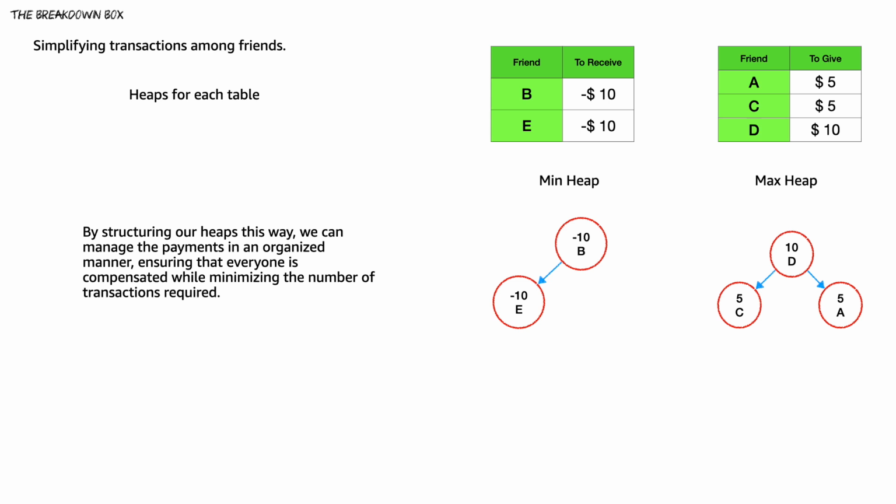In this case, B is owed $10 and E is owed $10. Here also we have marked each node with the friend's name. This helps us see who has to get and how much. And by structuring our heaps this way, we can manage the payments in an organized manner, ensuring that everyone is compensated while minimizing the number of transactions required.